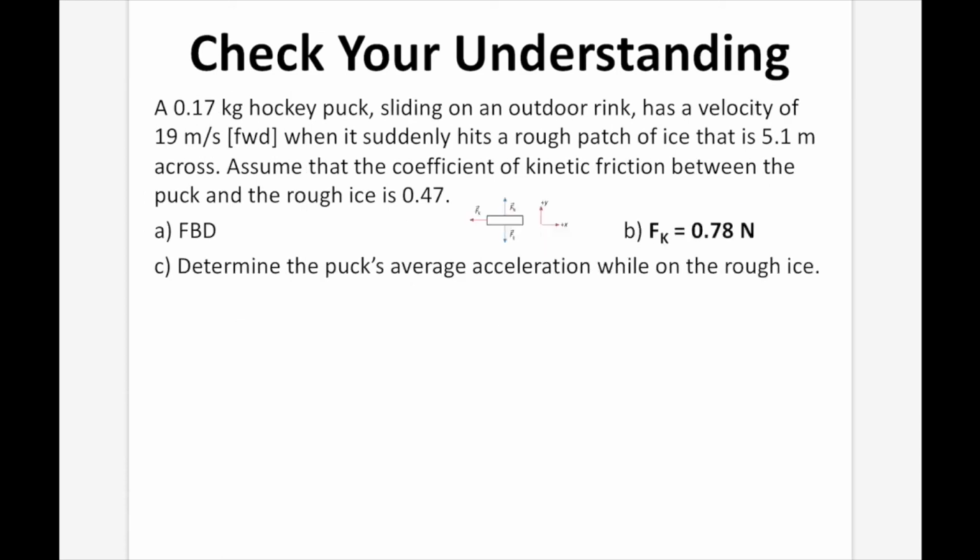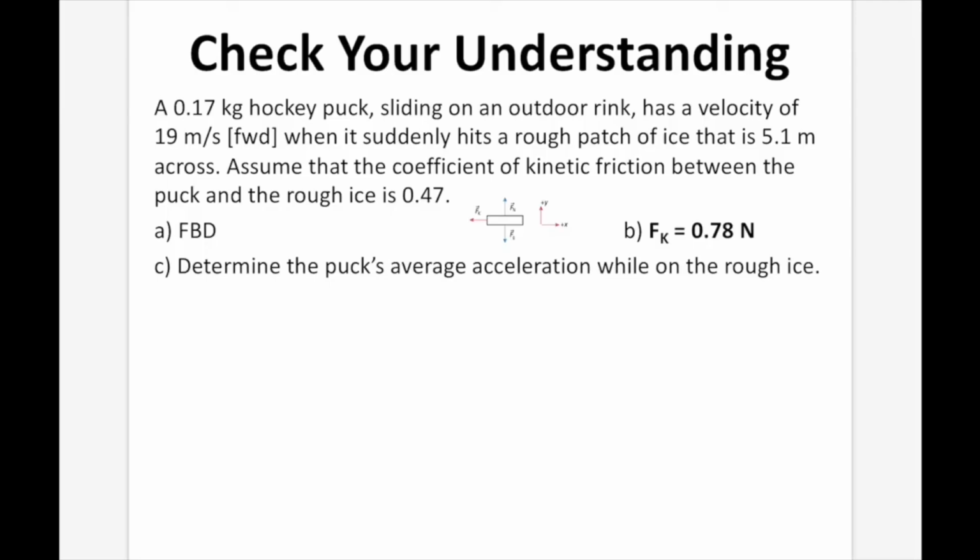C asks, what determined the puck's average acceleration while on the rough ice? So I'd like you to pause the video and find A. So we know again that the sum of the forces is going to equal mass times acceleration. Acceleration is equal to the sum of the forces divided by the mass, and the only force involved in this case is the force of friction. So it's going to be Fk divided by mass.